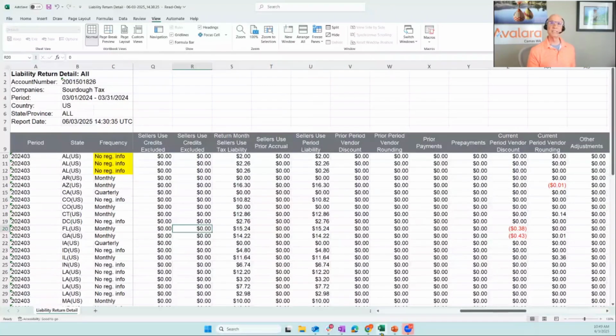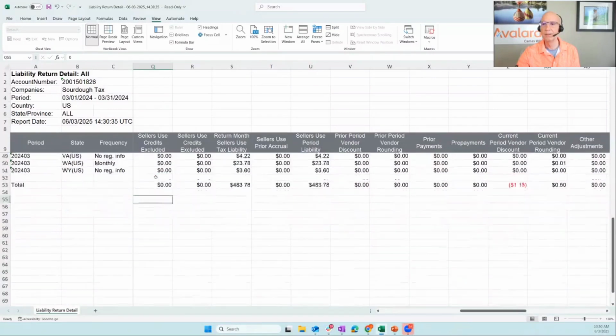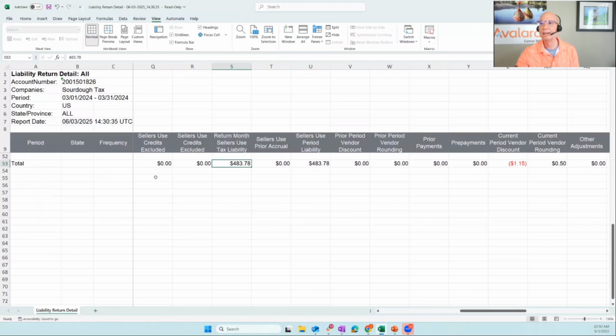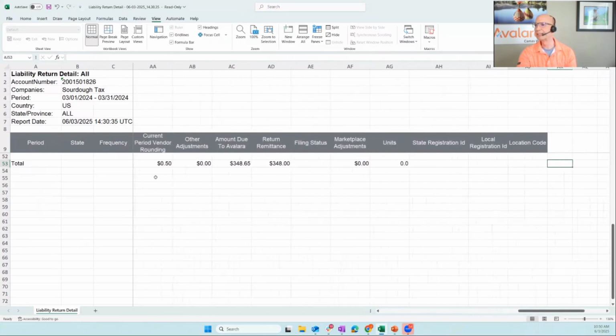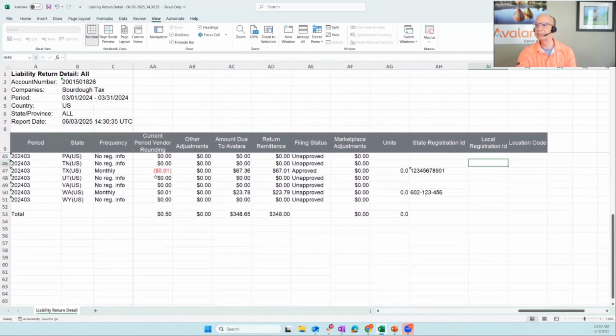The main focus of this particular report is usually given to a client, but it's consolidating all of the tax data that was calculated in a particular month and comparing it to what's actually due. So if I look at this, I can go in here and see that, hey, I've got some seller's use liability of $483, but what's actually due, if I scroll all the way over here, now I'm in the demo system, but what's actually due is $348, right?